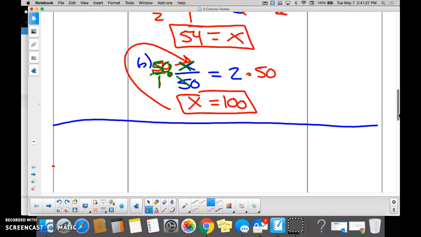Yes. Because then they cancel out. What am I left with? x. And then if I multiply this side by 50, I have to multiply this side by 50. What is 2 times 50? 100. So last thing, what's the goal? Get the variable alone. What do you ask yourself? What is being done to the variable? And then the last question is, how do you want to do it?